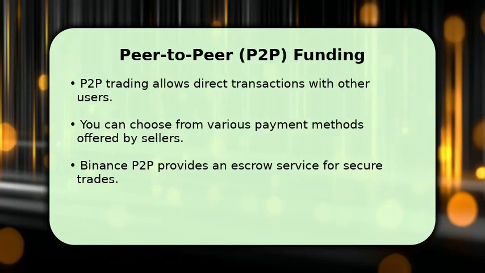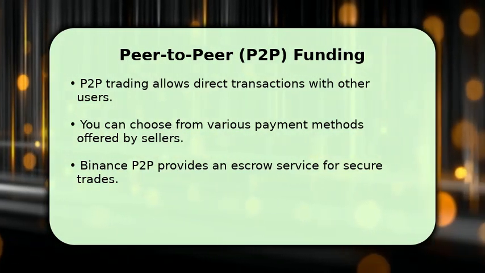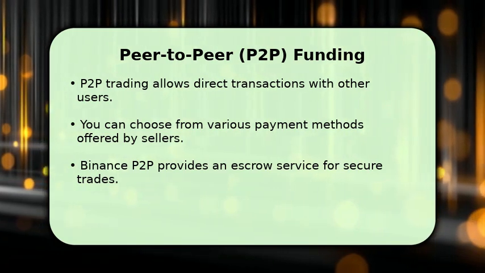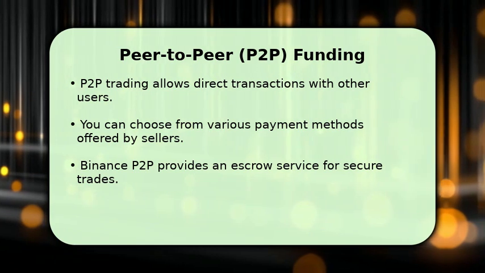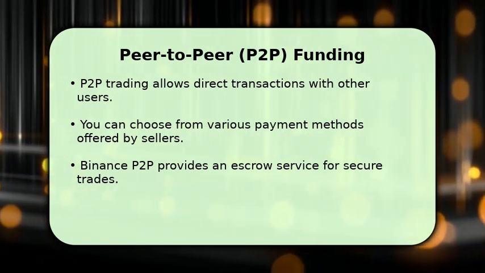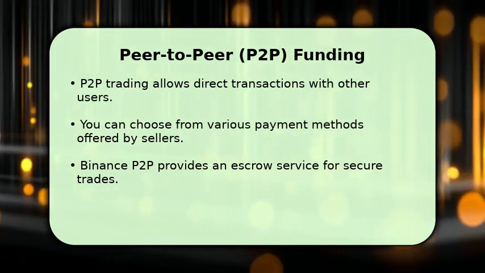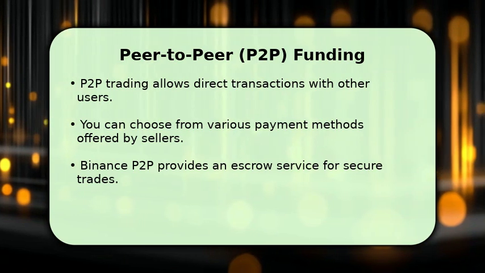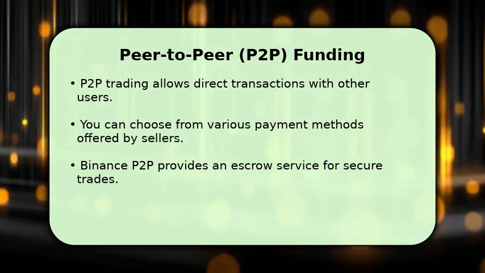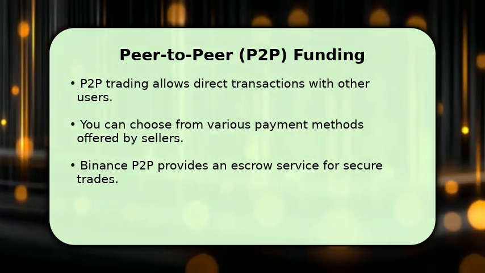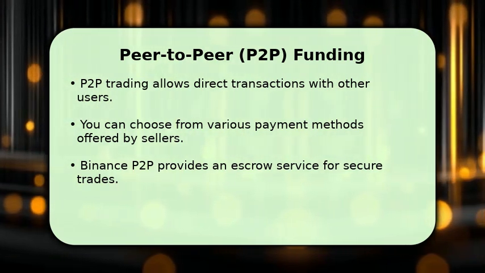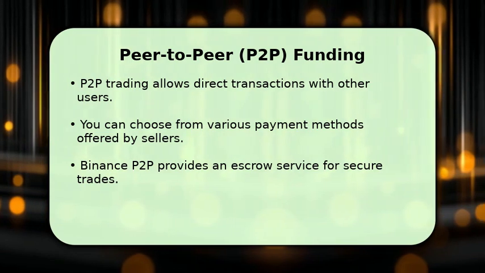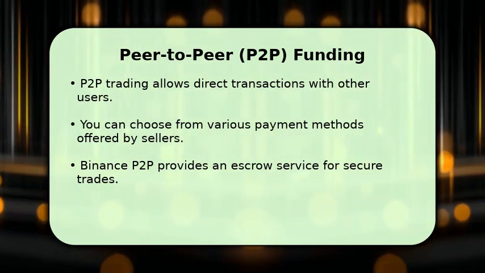Another flexible option is Binance's peer-to-peer, or P2P, trading platform. This allows you to buy cryptocurrency directly from other users using your preferred local currency and payment method. Binance acts as an escrow service, holding the crypto until both parties confirm the transaction, ensuring security. You can find hundreds of offers with different prices and payment options, giving you great flexibility in funding your account.